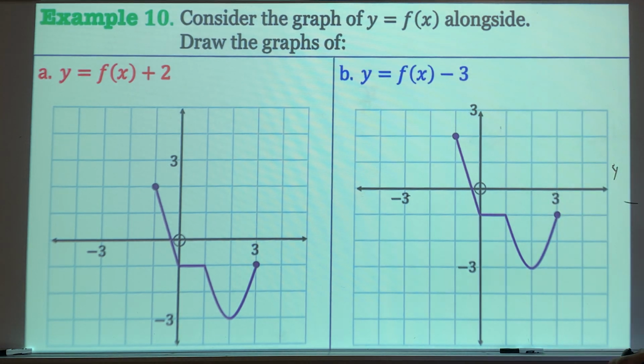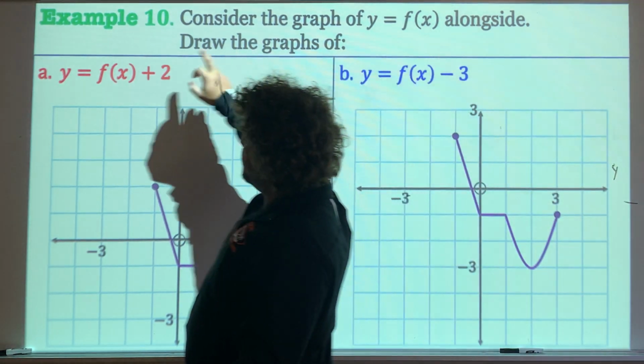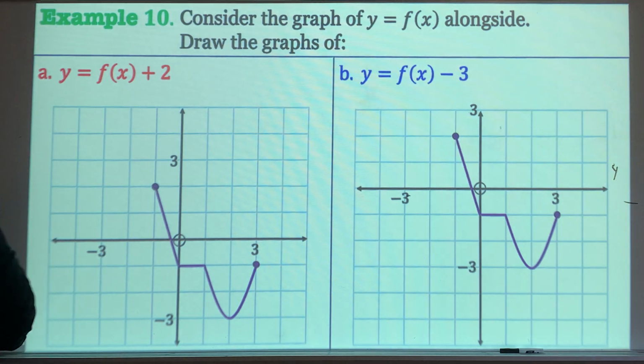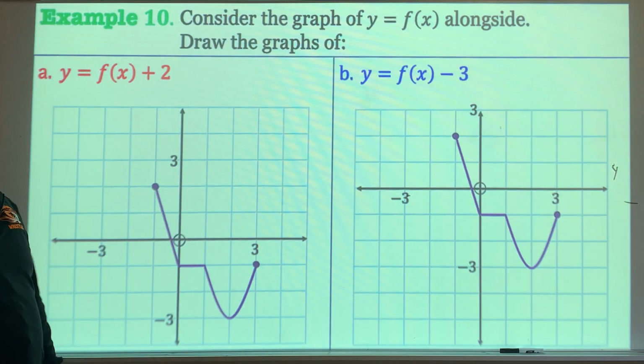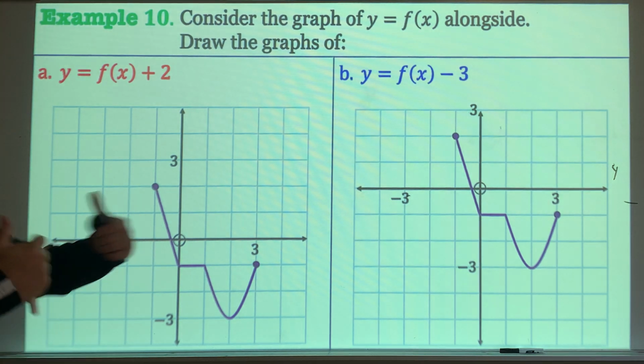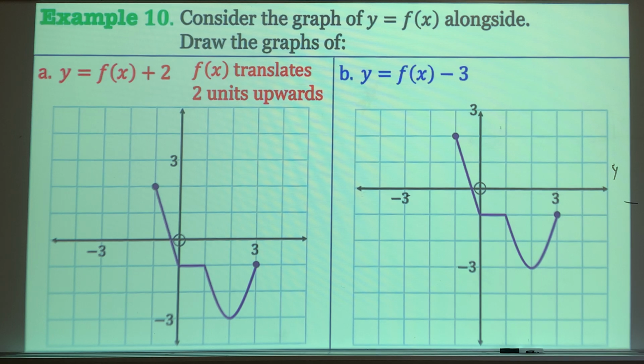So, first one. Consider the graph of y equals f of x alongside. Draw the following graphs. Y equals f of x plus 2. Y equals f of x minus 3. So we know these are going to be vertical translations because we're adding things afterwards. So the way this works is very simple. I'm going to take all these points and move them which way? You're going to move them up, and how many up? 2. So f of x translates 2 units upward.